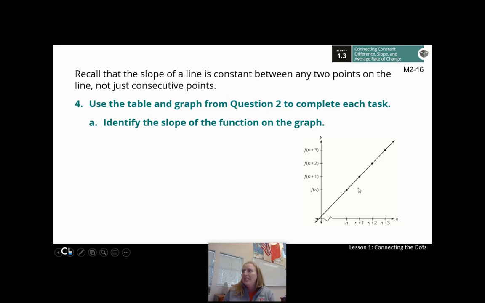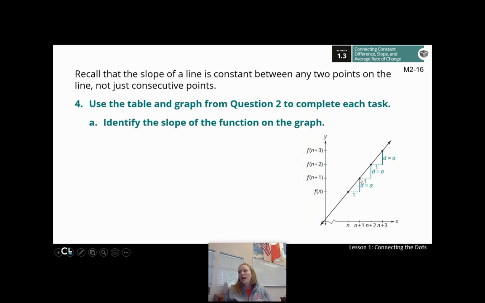So I did that. And I know that slope is rise over run. So we already said over one and up d, but now we know that d is actually equal to a. So I put that d equals a on all of these, because now we know that constant difference, that common difference, is my slope a.